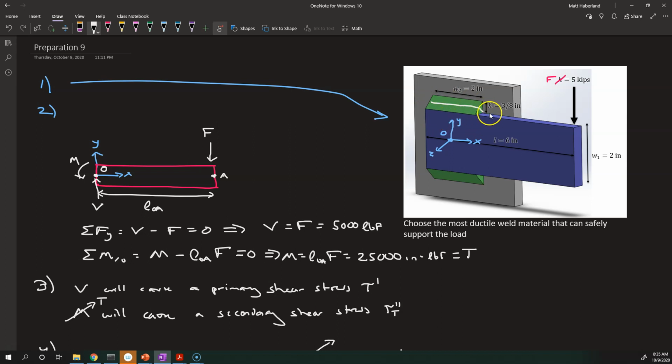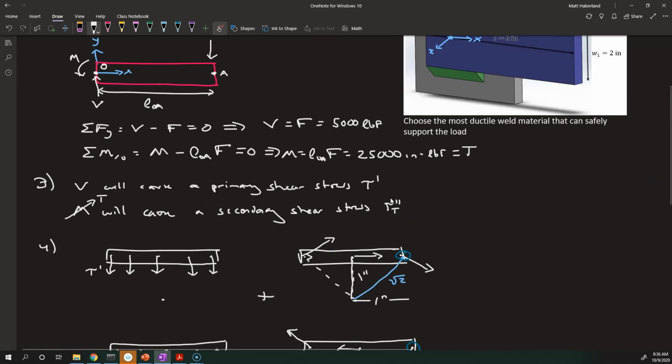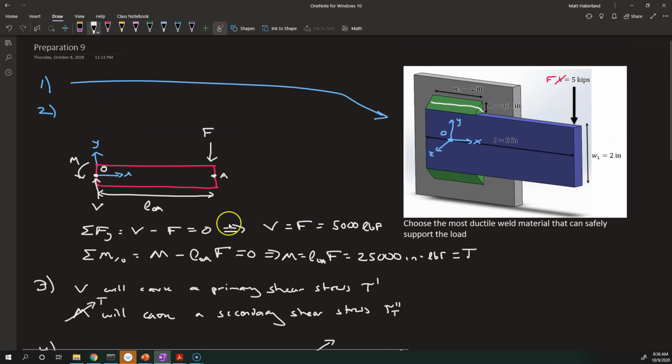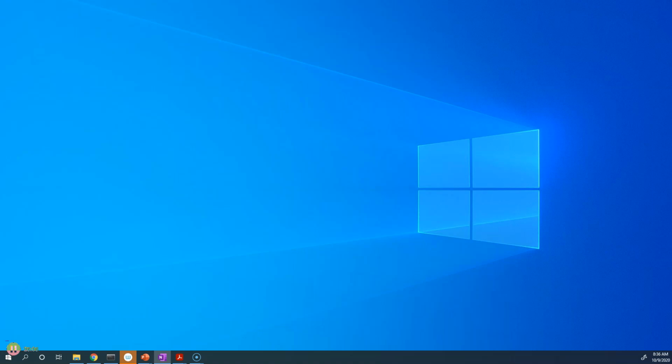And so the dimensions of that, it was h times W2, but we need to multiply by the square root of 2 over 2, 0.707, because that's the ratio of the throat to the leg size, h. So 0.707 h times W2 in our case. That's 0.707 times 3/8, 2 inches. But wait a second, we've got two of them. Careful now. We have this one here and this one here. And if you're ever going to make that mistake, you can also look it right up in the table, and that'll help you not make a mistake.